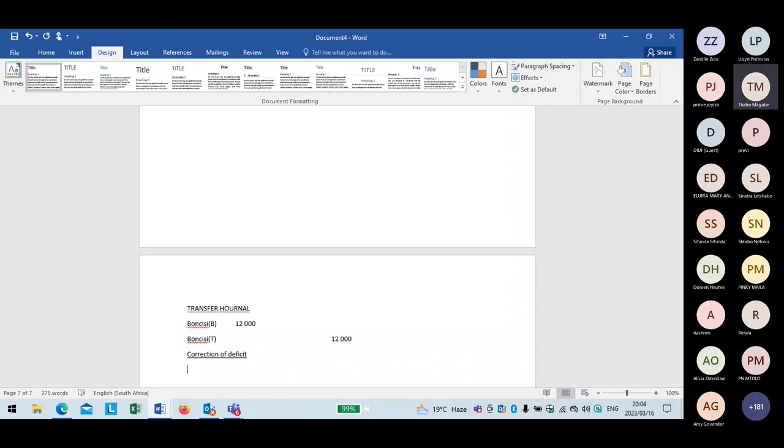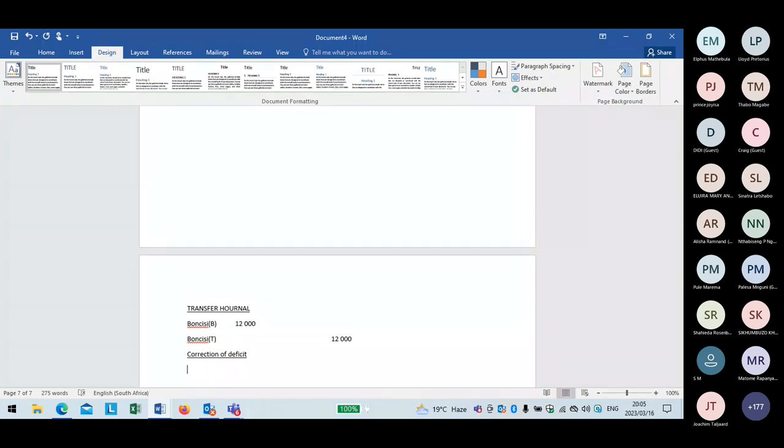So, are you happy with this? I'm lost with this 12,000 rand. Yes, I'm honestly lost. Because my understanding was that the 12,000 rand, as far as I saw above, was for transfer duties. Now I see you are talking about a correction of deficit.